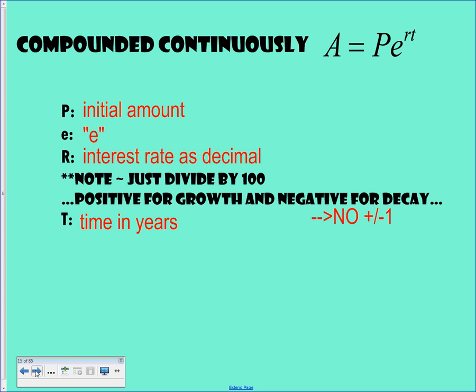P stands for our initial amount. E is just E. That's a button on your calculator, and I'll show you where that is when we get to that point. R is your interest rate as a decimal, so very similar to yesterday. You're going to turn it to a decimal, so you're going to divide by 100. But today there is no adding or subtracting 1. It's either positive for growth or negative for decay, so no adding or subtracting 1. And then time is in years. So pause this so you can get all of that down.